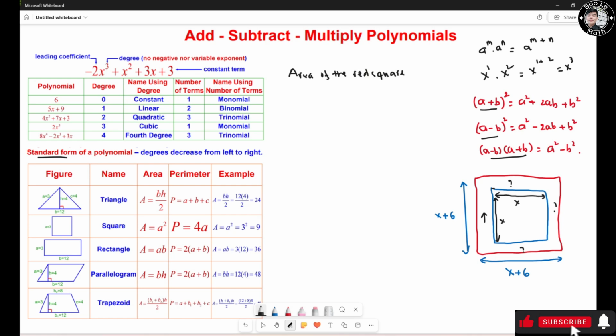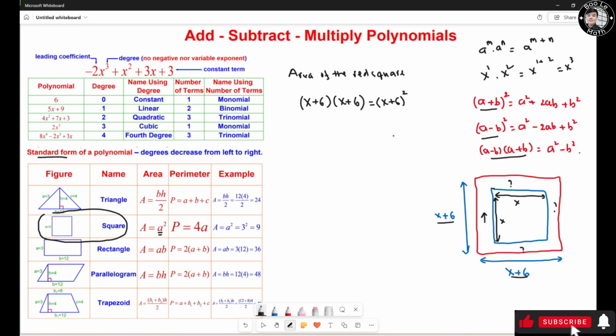So the area of the square, we look at the left hand side right here, the formula right here. It's going to equal side times side. So the side right here is s plus 6, s plus 6. So it's going to be s plus 6 times s plus 6.